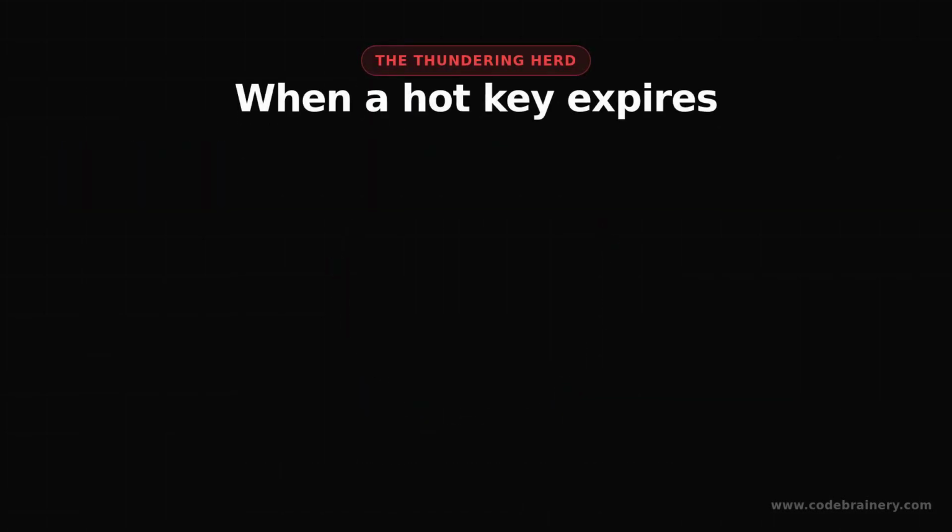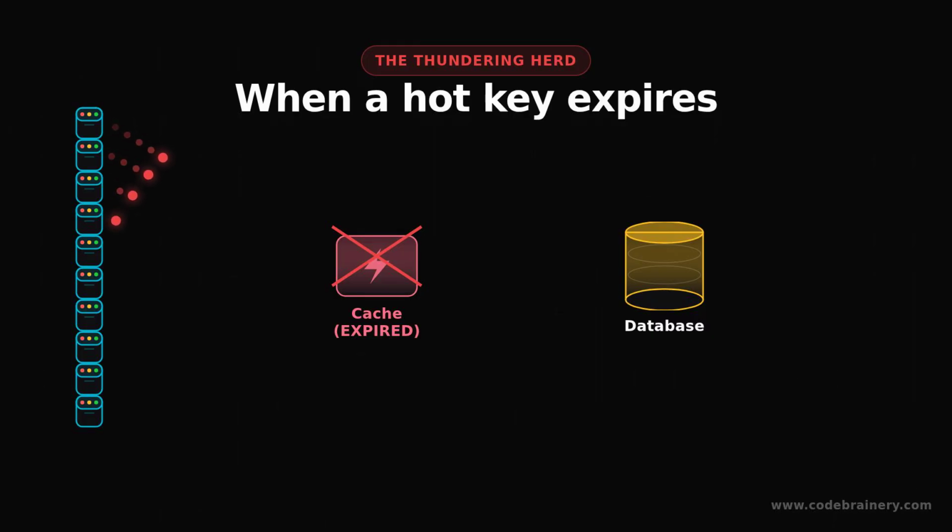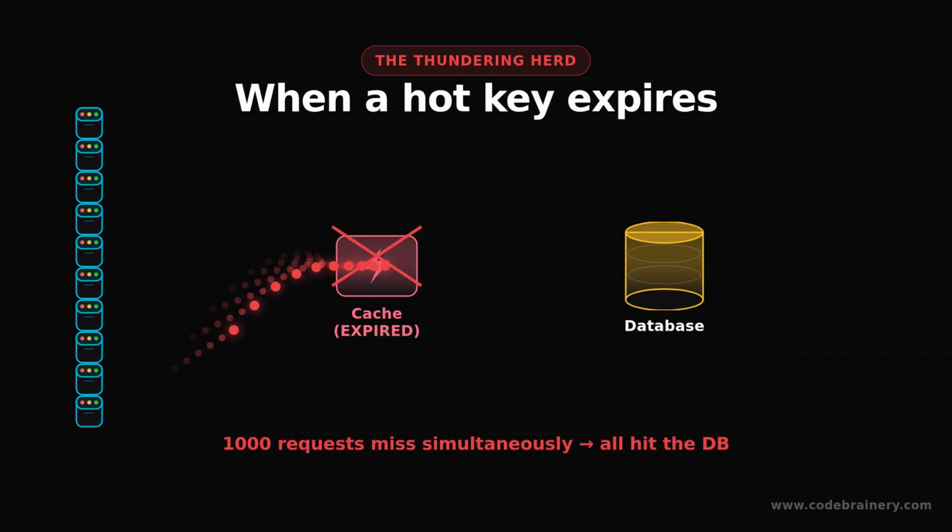Now a different problem. The thundering herd. A popular cache entry expires. The homepage of a viral tweet. 1,000 requests land in the same millisecond. They all check the cache. They all miss. 1,000 requests simultaneously hit the database for the same data. The DB, which was fine when cache was helping, suddenly takes 1,000 times the load. Latency spikes. Or the database crashes. The problem isn't the cache miss. It's that 1,000 misses happened at the same moment.